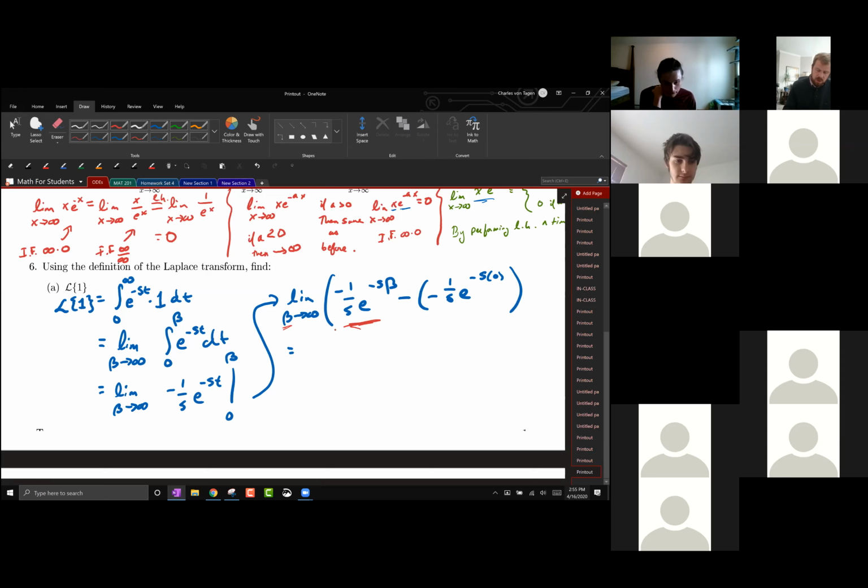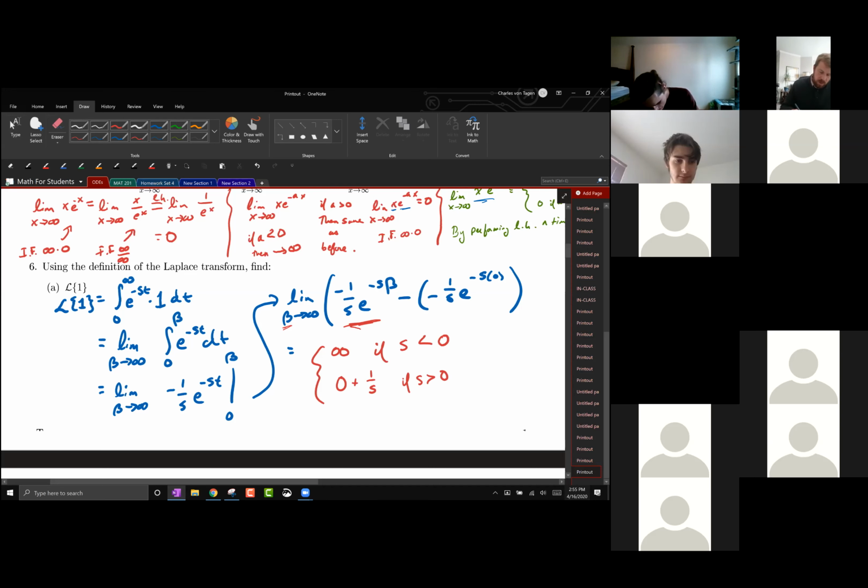This limit goes to infinity. So notice that this will either be infinity if s is less than 0. I think I should just say less than 0. This will go to infinity if s is less than 0. Notice s can't be 0 because of that 1 over s there. So if s is greater than 0, that first term will go to 0, and I'll just be left with plus 1 over s.